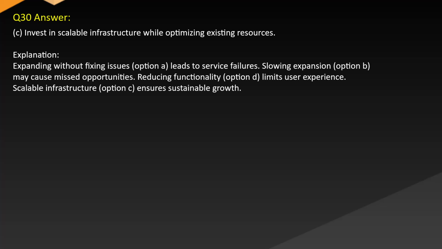Answer: C. Invest in scalable infrastructure while optimizing existing resources. Explanation: expanding without fixing issues, Option A leads to service failures. Slowing expansion, Option B may cause missed opportunities. Reducing functionality, Option D limits user experience. Scalable infrastructure, Option C ensures sustainable growth.